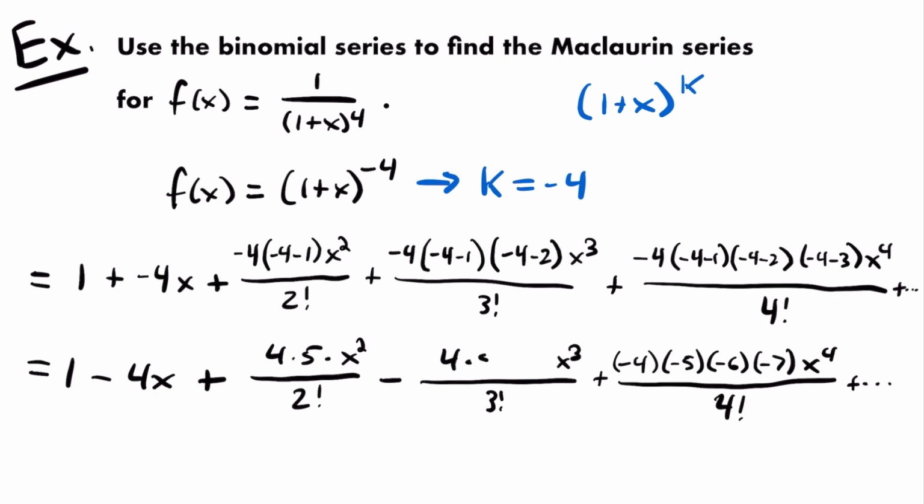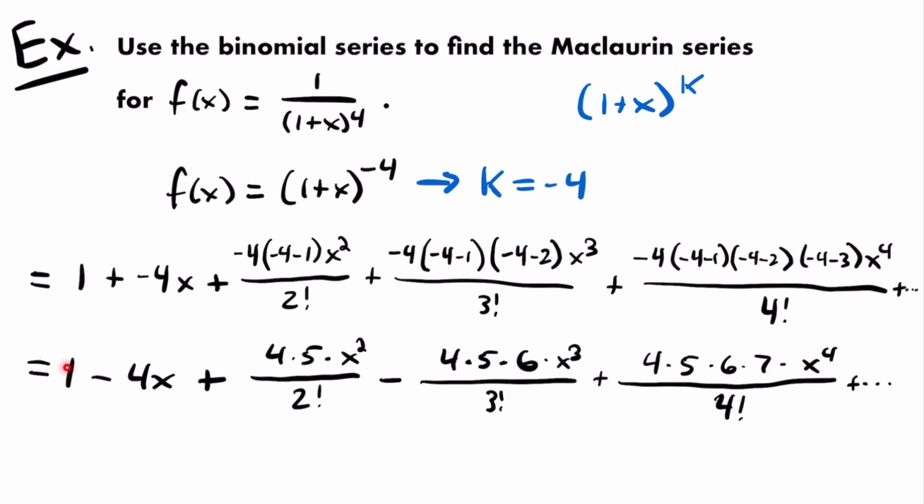So we'll have 4 times 5 times 6, and that's all multiplied by x cubed. Then for our next term, we have 1, 2, 3, 4 negative signs. So these two will cancel each other out to be positive, and these two will cancel each other out to be positive. So this whole term, where n equals 4, will be positive. So we can just rewrite this to be 4 times 5 times 6 times 7, and that would be the same thing. All right, so I'm just going to remove all those negative signs, and we'll have 4 times 5 times 6 times 7.